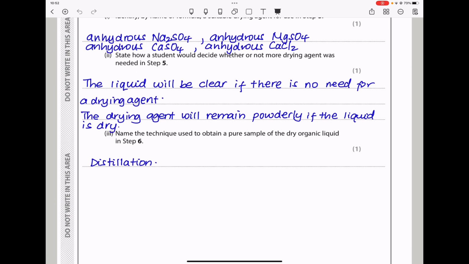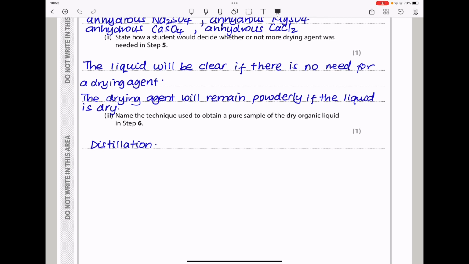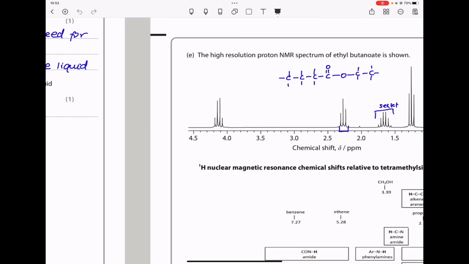Next, name the technique used to obtain a pure sample of dry organic liquid in step 6. This should be distillation. Moving on.